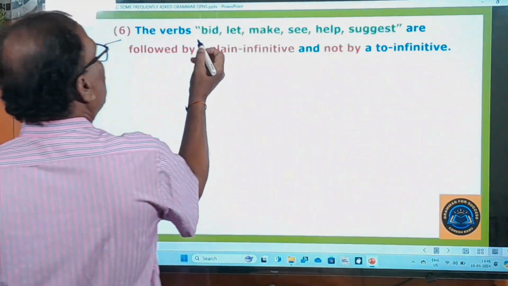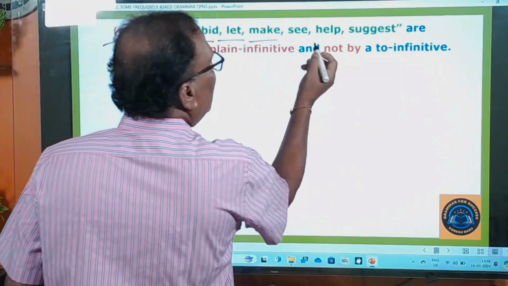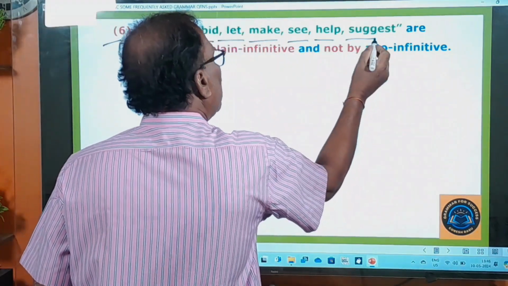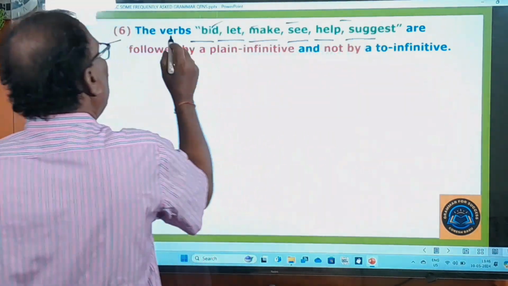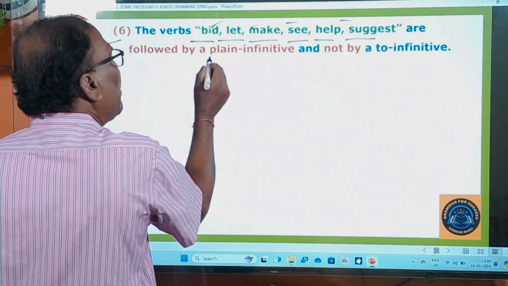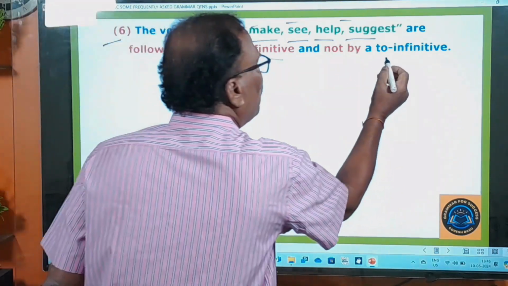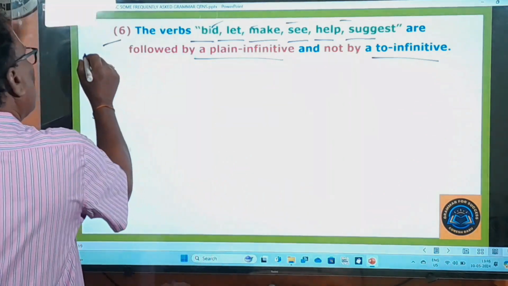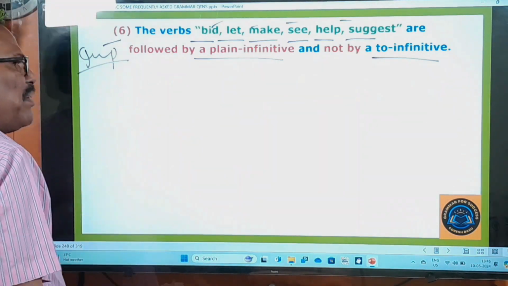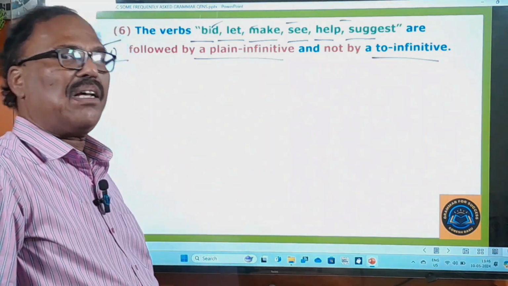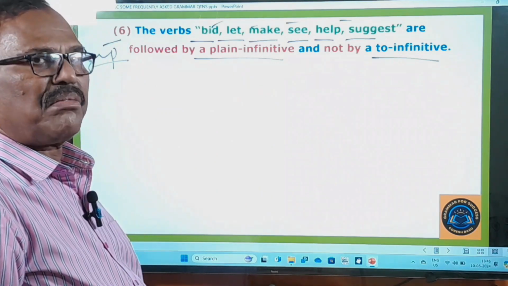Sixth one is that the verbs bid, let, make, see, help, suggest. Please keep these verbs in your mind, and these verbs are followed by a plain infinitive, but not by a to infinitive. So this is also going to be very, very important for your TET examination, DS examination, whatever it is.